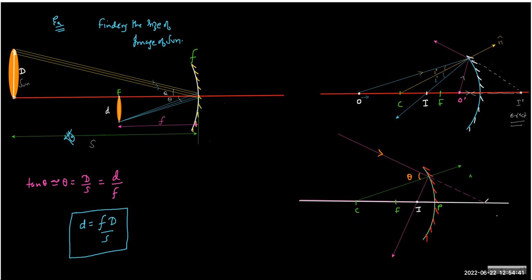Okay, and this object is what, real or virtual? It's virtual, because it is not actually meeting. If you look at the incident rays and trace back, they will never meet in the actual direction. You need to produce them forward to meet them. So it's a virtual object. What you need to realize is that a virtual object also creates a real image.